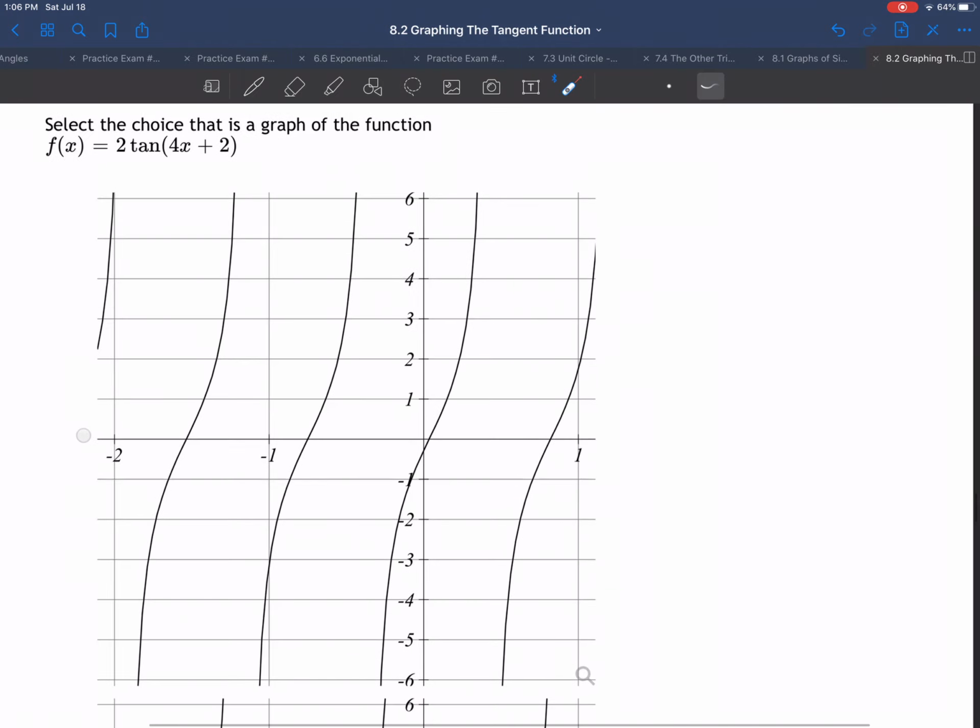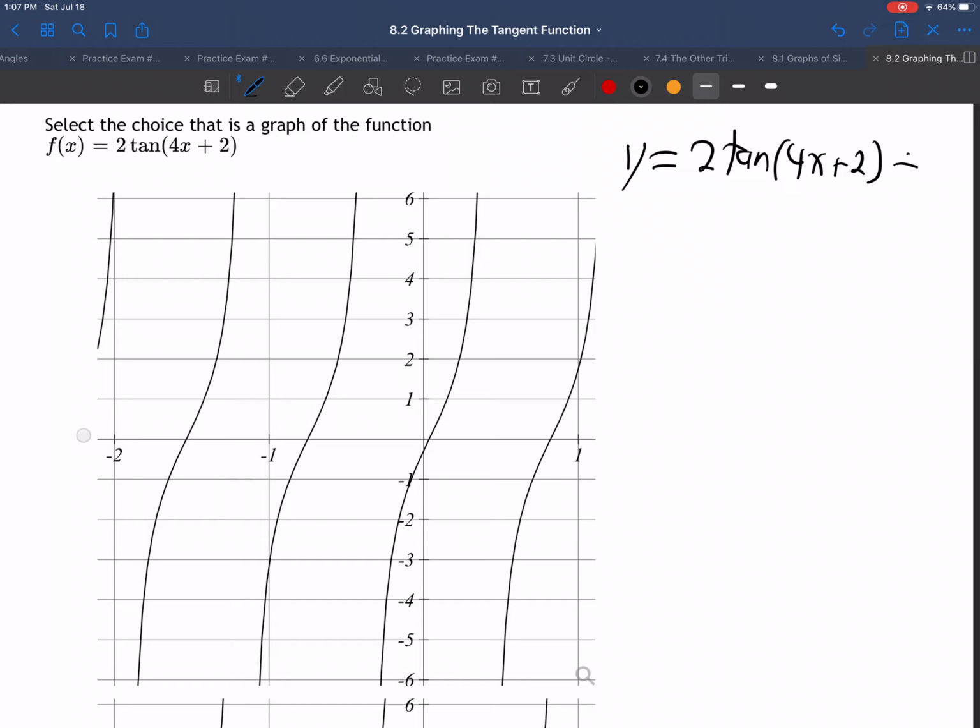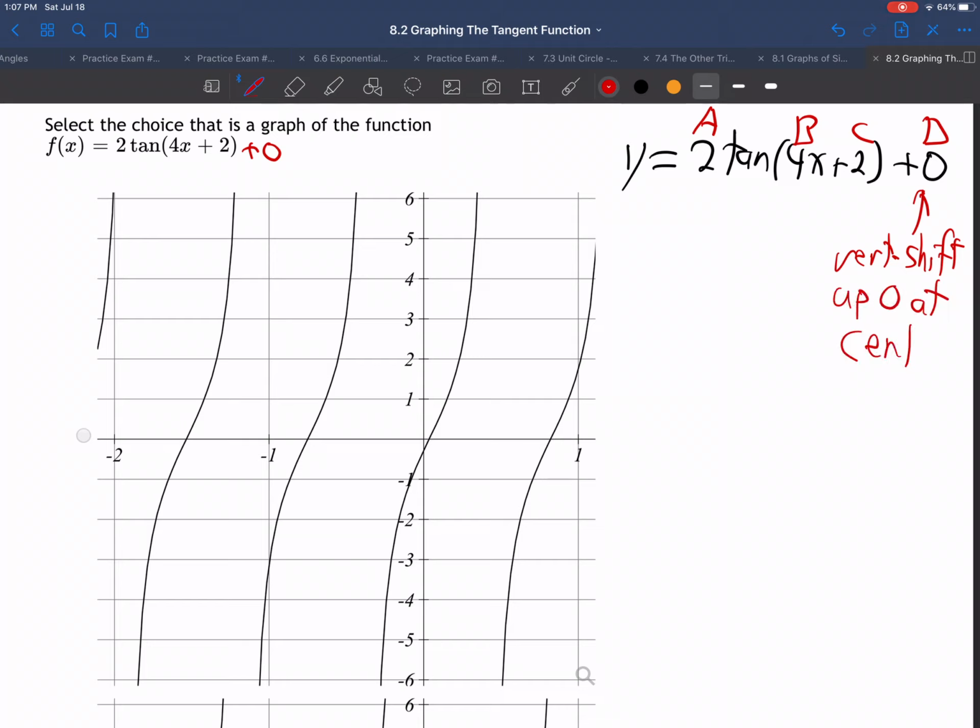Which one is it? Well, let's look at the characteristics here. We have y equals 2 tangent 4x plus 2. And we better put a 0 out here just so we can identify the a, the b, the c, and the d. Because the same thing as there, being a plus 0 off to the right, doesn't change anything. And in fact, let's start with that. That is the vertical shift. That's the vertical shift. So that means it's up 0 at the center.